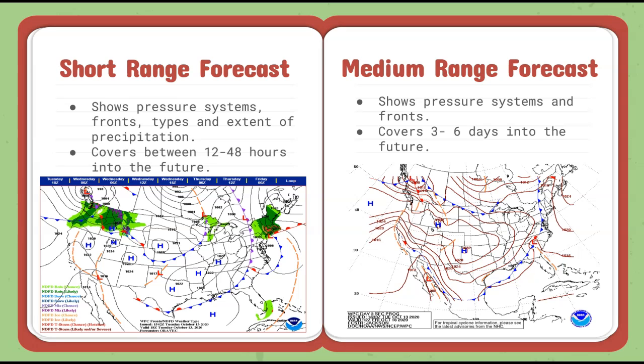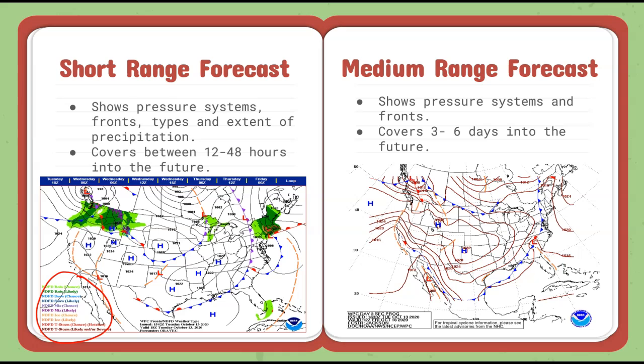On the left, you'll see the short range forecast map. These show pressure systems, high and low, fronts, cold, warm, stationary, occluded, and types and extent of precipitation. So they can tell you how much rain to expect for a particular area. And you can see down in the bottom left-hand corner, the different colors are associated with the amount or the type of precipitation, as well as the likelihood of it.